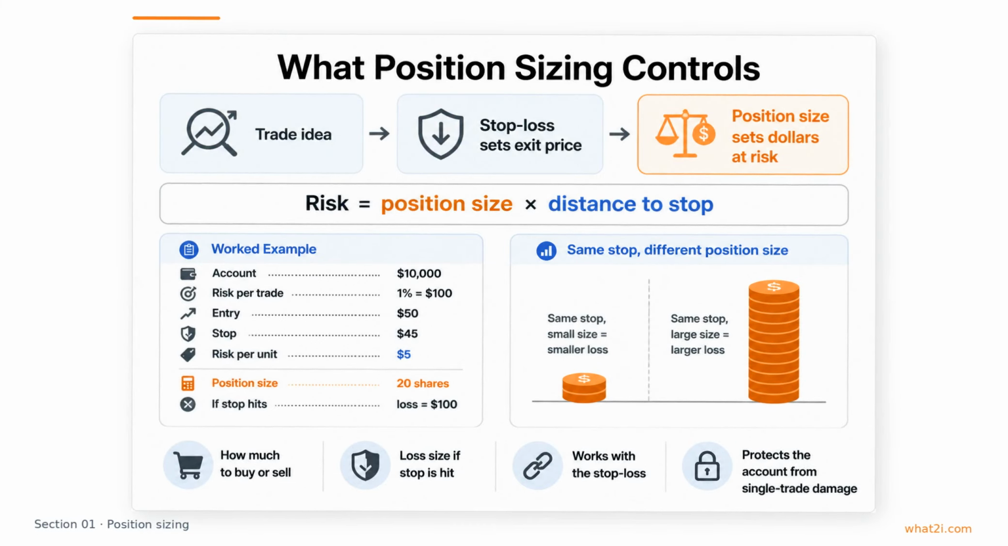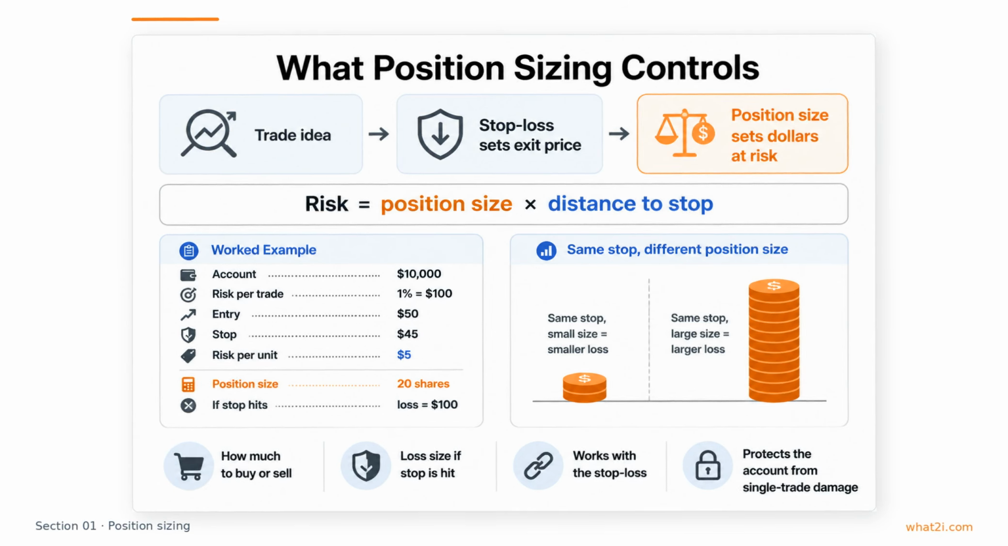It answers the practical question of how many shares, coins, contracts, or units you can hold while keeping risk under control. The stop loss tells you where you plan to exit if you are wrong, but position size tells you how much money that mistake will cost. Those two decisions work together. If the stop is hit, the loss is not random, it is largely determined in advance by your size.